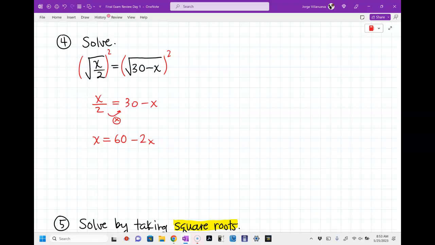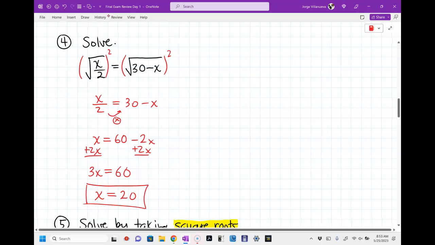I'm going to add 2x to both sides. Adding 2x to both sides gives me 3x equals 60. And when I divide both sides by 3, what's x equal to? 20, right? We got our 20. So there you go. There's your answer. Not a hard problem. It looks difficult to start, but if you just square both sides, you fix it. I noticed that the first day has a lot of factoring and solving type problems. So, are we okay with number 4?